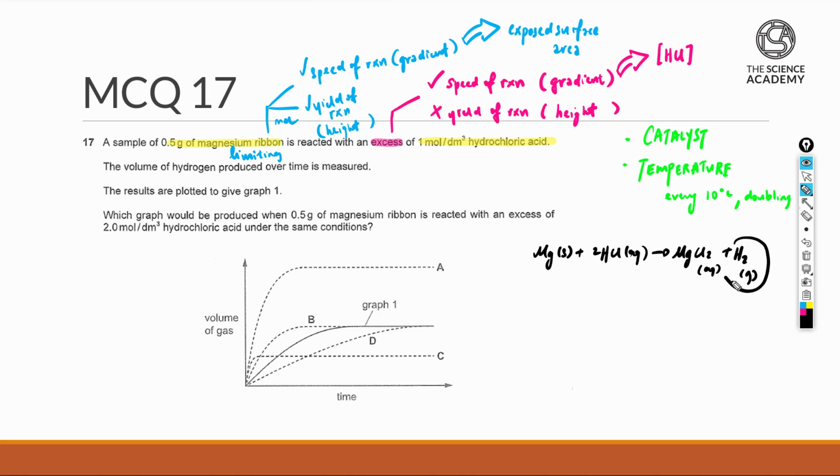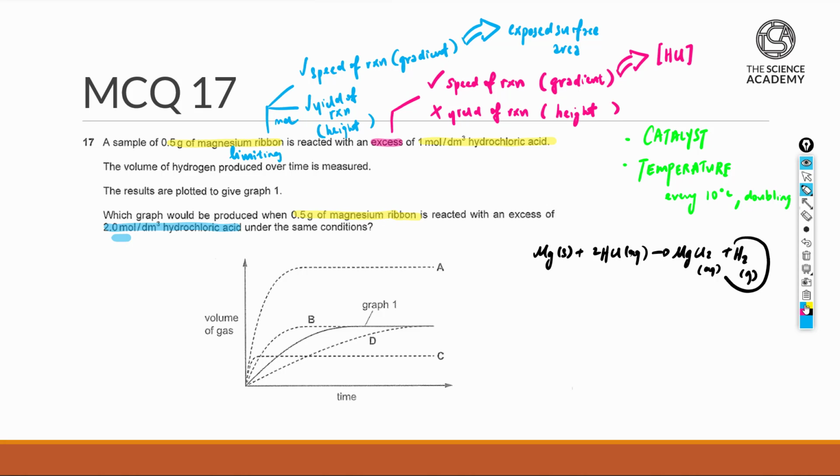So we're going to repeat this experiment, this time maintaining the use of 0.5 grams of magnesium ribbon. That means the height of the graph must be the same, because I did not increase the mole of my magnesium. But I'm going to double the concentration of my hydrochloric acid to 2 moles per dm³. So while the height is going to be the same, it should be steeper.